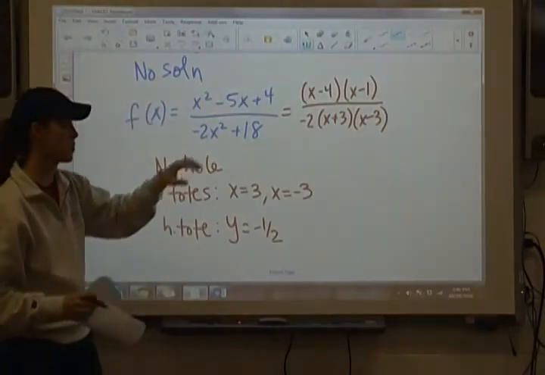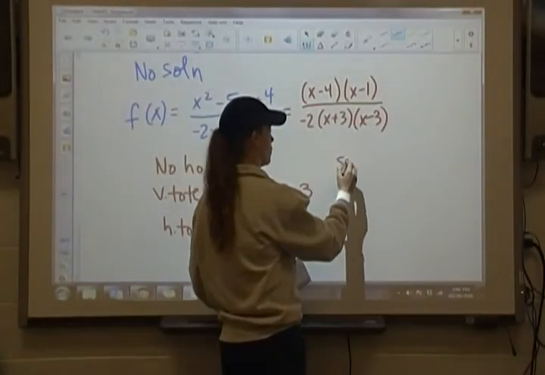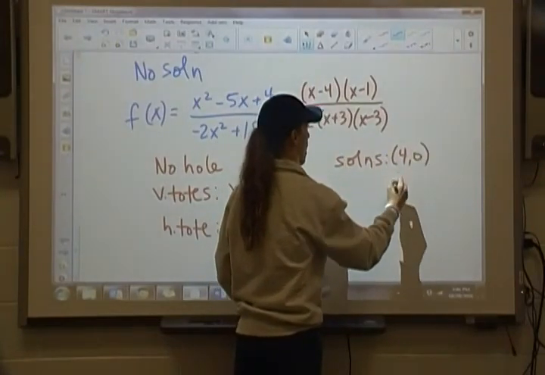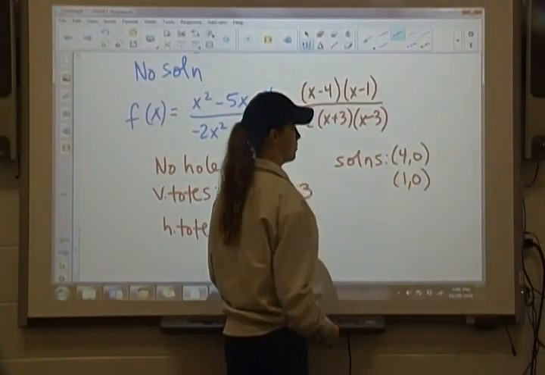And then our solutions are that numerator, so we'll have two solutions for this one, at (4, 0) and at (1, 0). Have two solutions there.